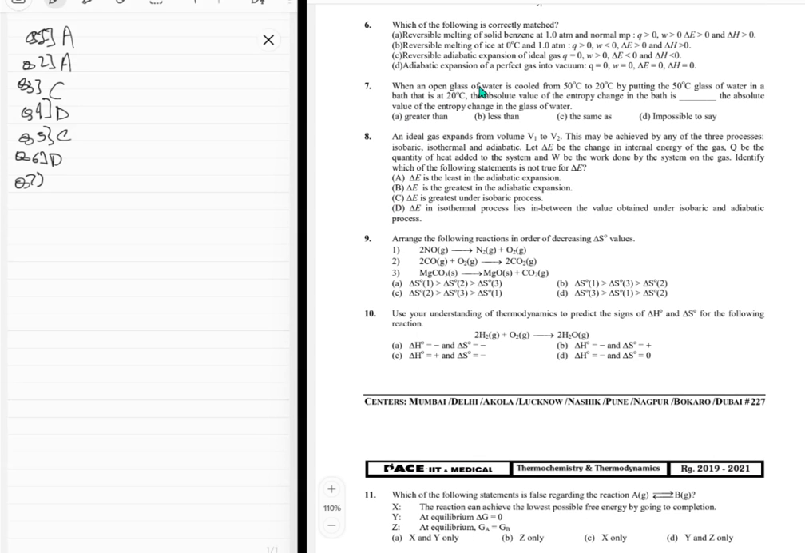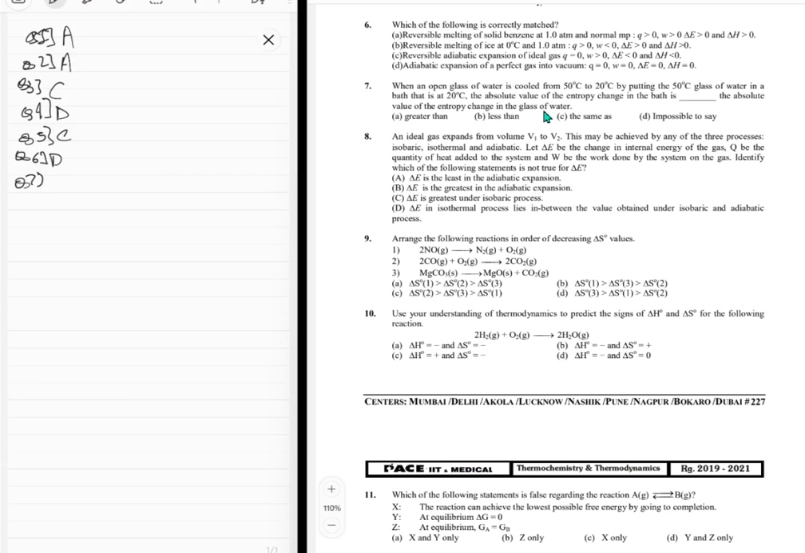7. An open glass of water is cooled from 50 degrees Celsius to 20 degrees Celsius by putting the glass in a water bath that is at 20 degrees Celsius. The absolute value of the entropy change in the bath is... So the bath and the glass are different, I think. You didn't give us a mass or anything. Is something the absolute value of entropy change in the glass of water?